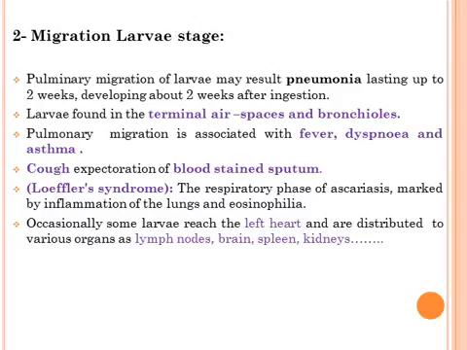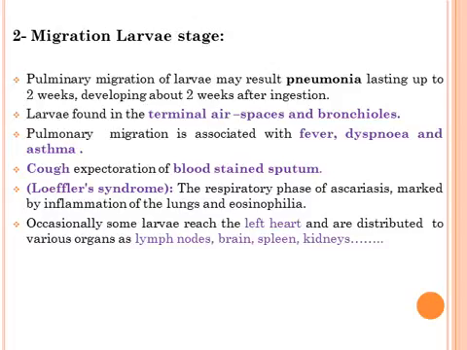That's about the adult. About the migrating larva stage during the life cycle, as I mentioned before, the larva migrate to the lung. In this stage, pulmonary migration of the larva may result in pneumonia lasting up to 2 weeks, developing about 2 weeks after ingestion. Larva are found in the terminal air spaces and bronchioles, and pulmonary migration is associated with fever, dyspnea, and asthma. Again, in this stage the number of larva is important.